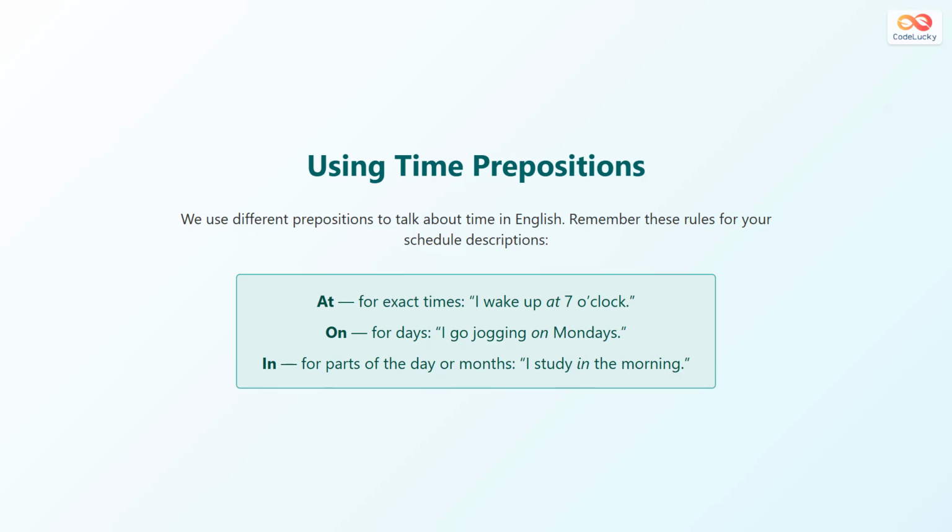Use at, on, and in correctly when describing time. Use at for exact hours. For example, I wake up at 7 o'clock. Use on when you talk about specific days. For example, I go jogging on Mondays. Use in for parts of the day, months, or seasons. For example, I study in the morning or I travel in June. These prepositions make your sentences grammatically correct.